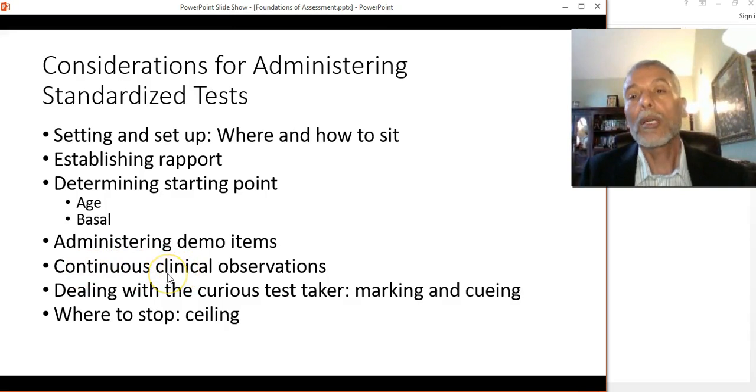You are continuously going to do clinical observations, from the beginning when you see the patient to the very end. That is a very valuable record. Make extensive notes.